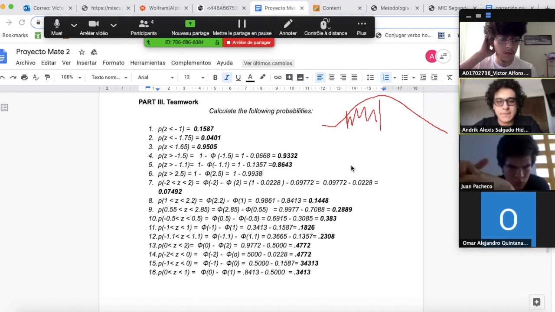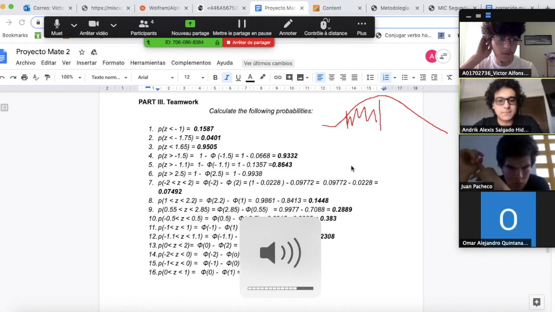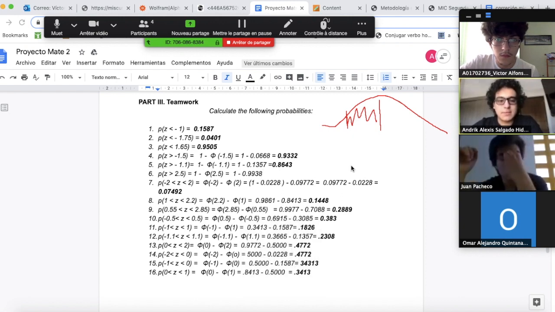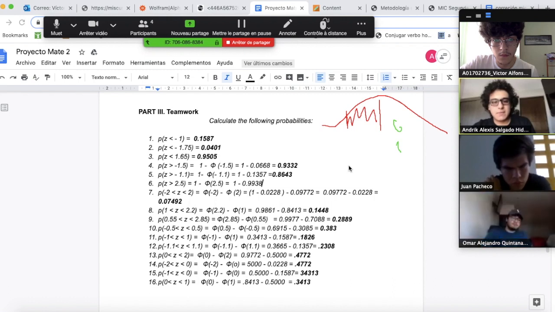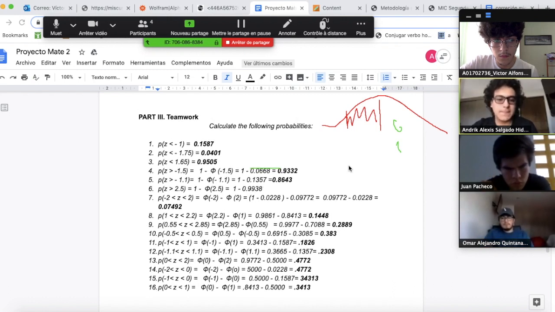And if you're looking for a value that is greater than -1.5, the only thing you have to do is subtract the number that you find in the z table from 1, because the z table gives you the value to the left and you're looking for the value to the right. Therefore, you just take one minus whatever number you have in the z table.